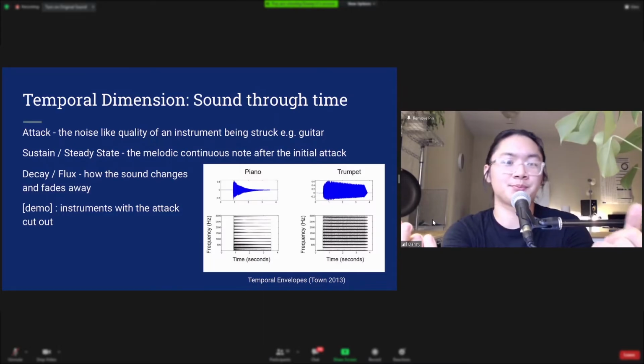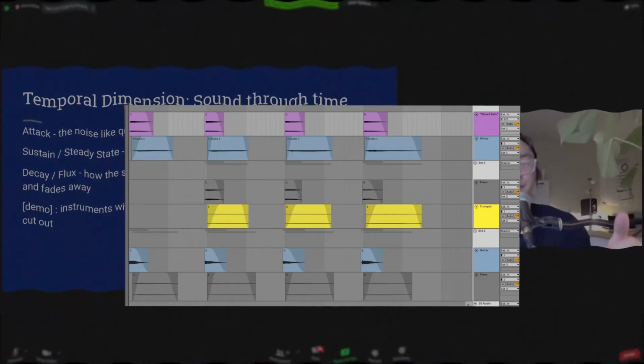The cut bell experiment that I demonstrated at the beginning of the video shows the importance of the attack and the sustain in timbral identification of different instruments. When the attack of one instrument was stitched onto the sustain of another, the resulting sound might sound more like the instrument from the attack, the instrument from the sustain, or a completely new instrument altogether.